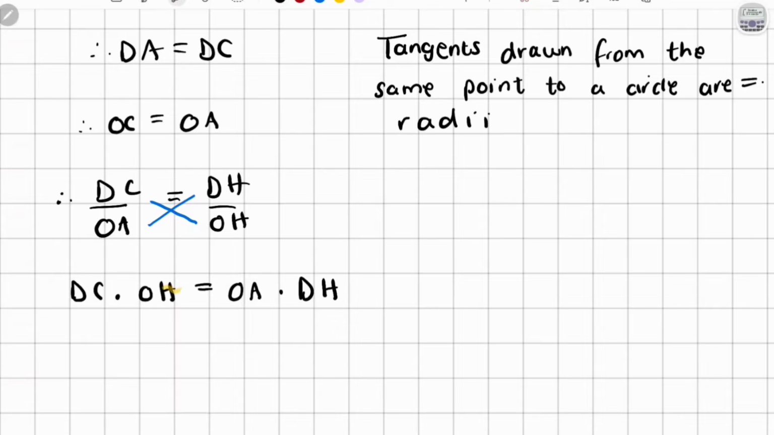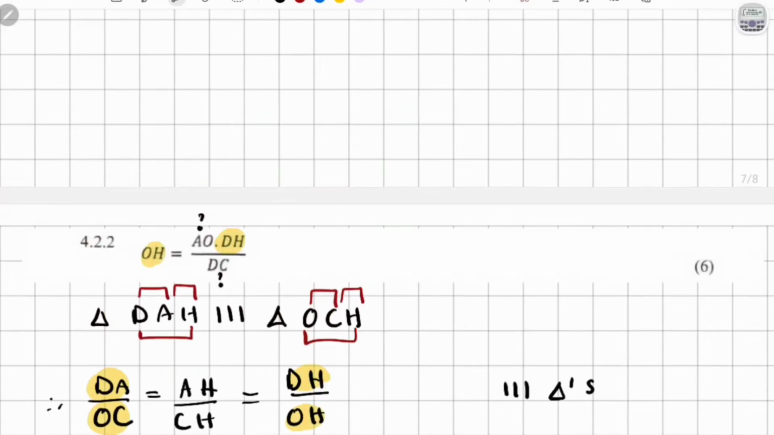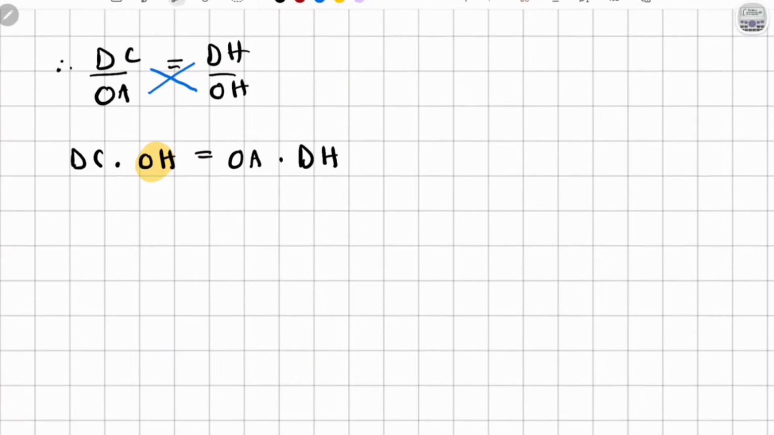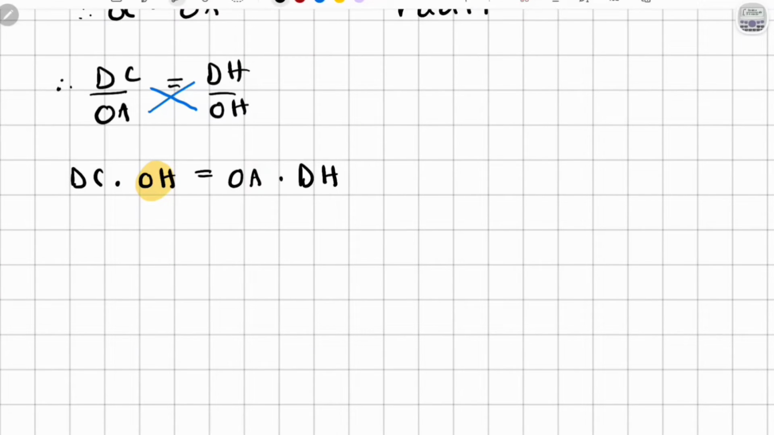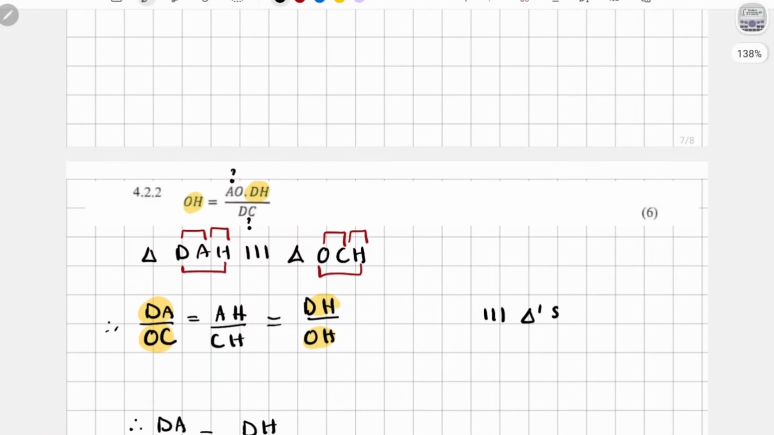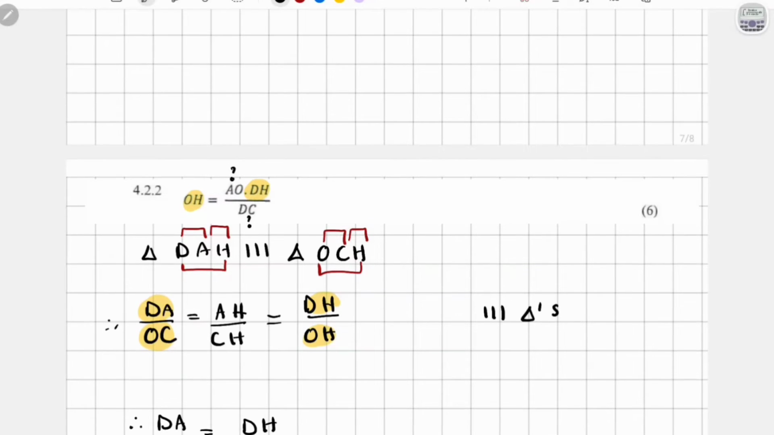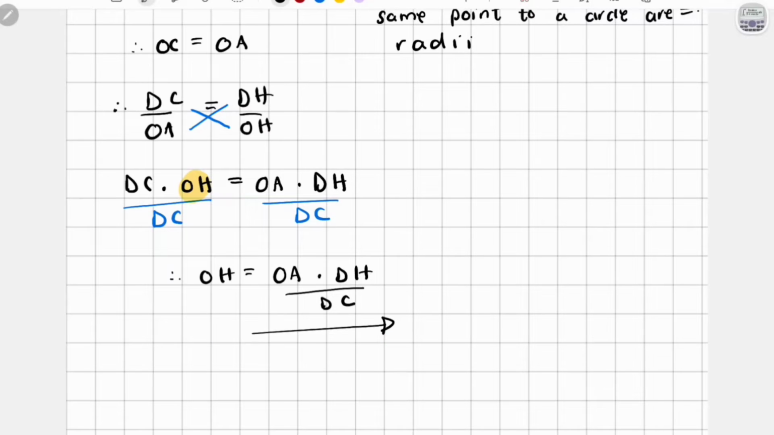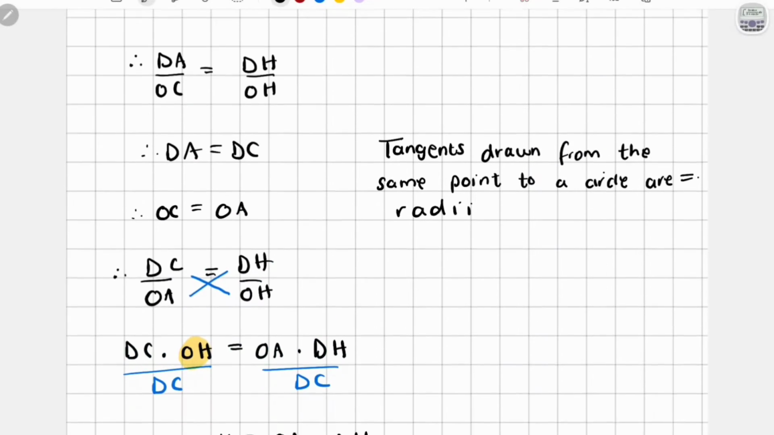Remember, the goal is to get OH to be the subject of the formula like they have there. So to get OH to be the subject, you have to get rid of DC. So divide both hand sides by DC. And when you divide by DC, you see that OH is actually just equal to OA multiplied by DH over DC. And now do you see that that's what they also have? AO, which is OA, still the same thing, multiplied by DH over DC, and we have proven that. Okay, moving on to the next question.